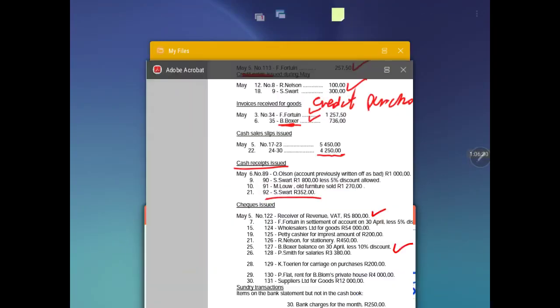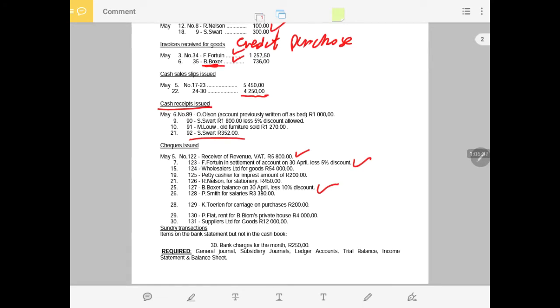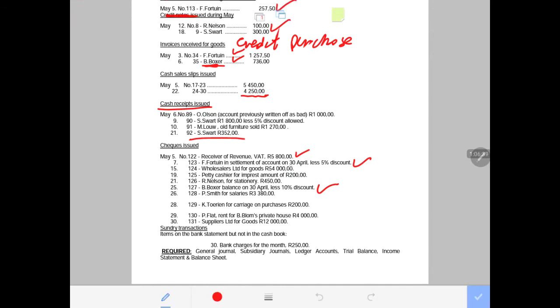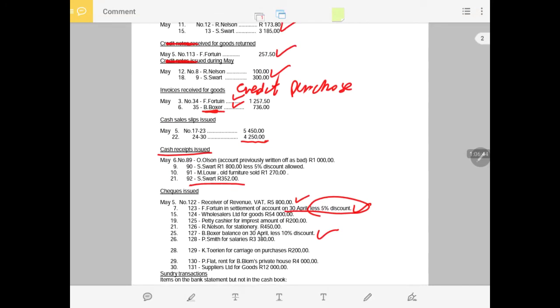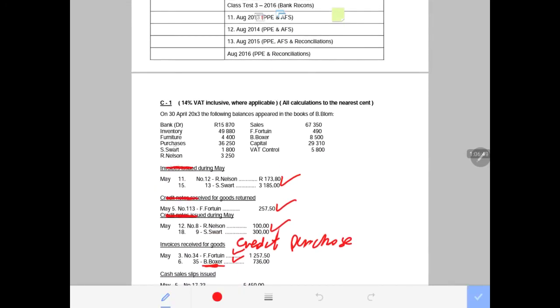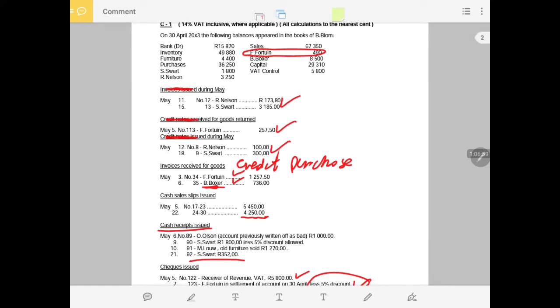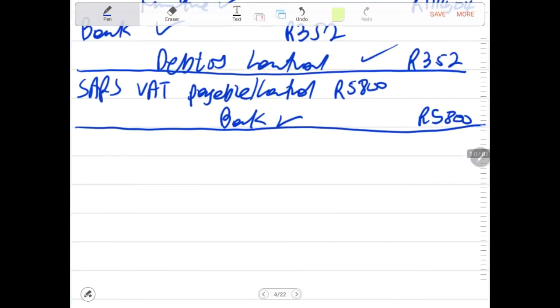Then we go to the next one. It is a payment to R Fortune in settlement of the account at the end of April, less 5% discount. So now let us look at R Fortune. How much did we owe him at the end of April, beginning of May? We owed this person 490. So now we need to record this transaction of 490. We are paying him, and he gave us a 5% discount on this 490.